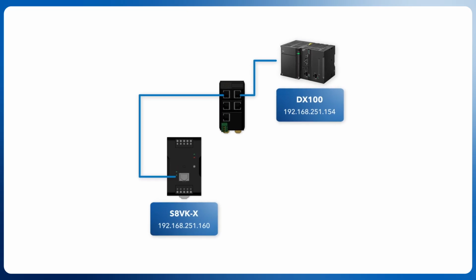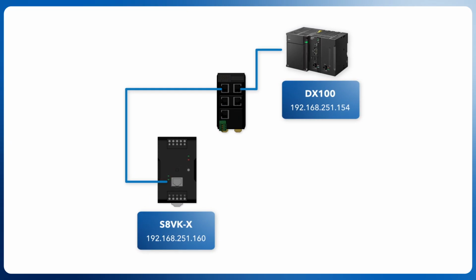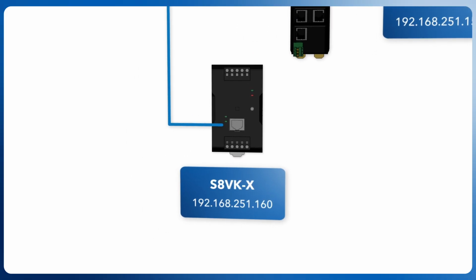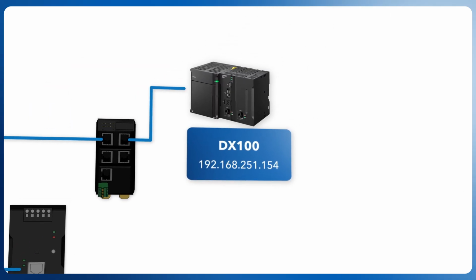In this video, we are going to take a look at how to use a Modbus TCP collector to collect data from a field Modbus device. As you can see in this network diagram, I have an S8VK-X power supply with an IP address of 192.168.251.160 connected to a DX100 with an IP address of 192.168.251.154.